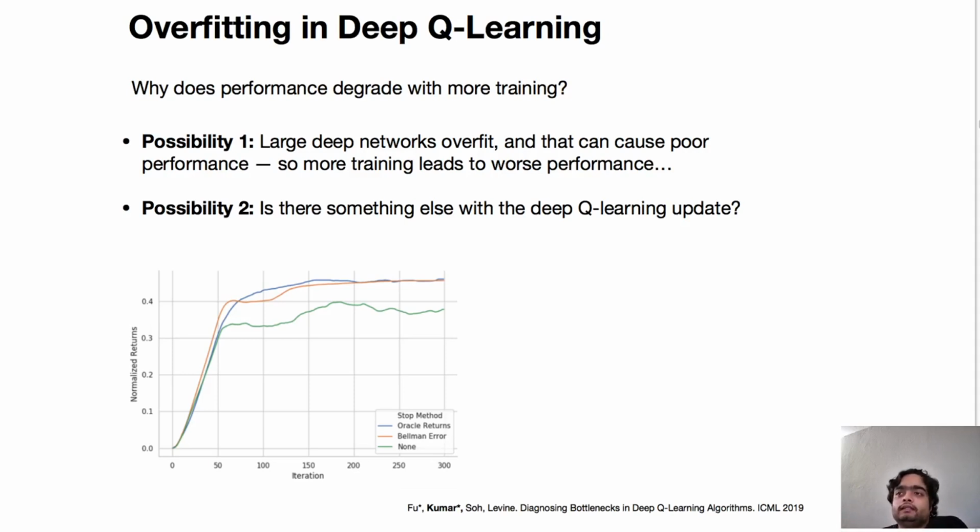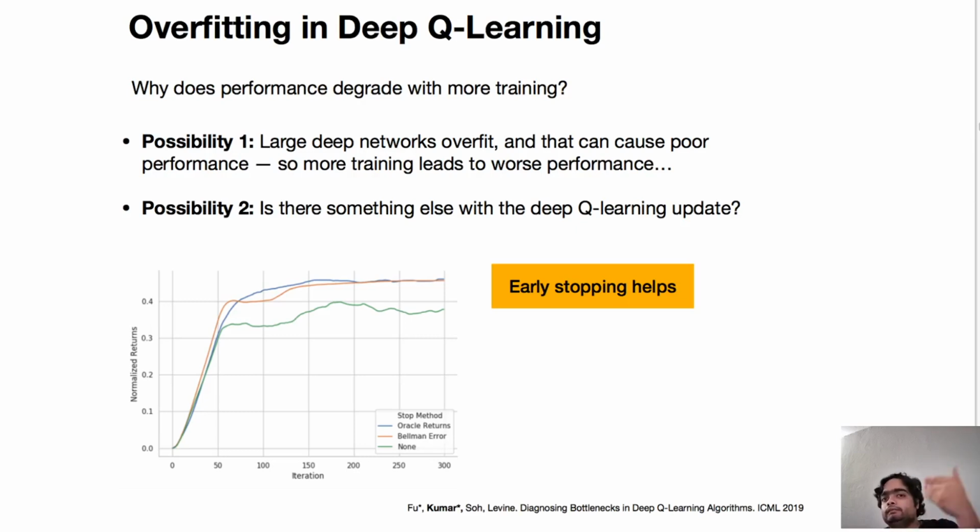So we tried early stopping, and early stopping does actually help. We tried two forms of early stopping that I'll discuss today. The first form that you see is oracle returns. If you remember from the previous slide, we are varying the number of gradient steps per environment step. For each of these gradient steps, we stored the parameters of the Q function that we find. So we are basically maintaining everything in memory.